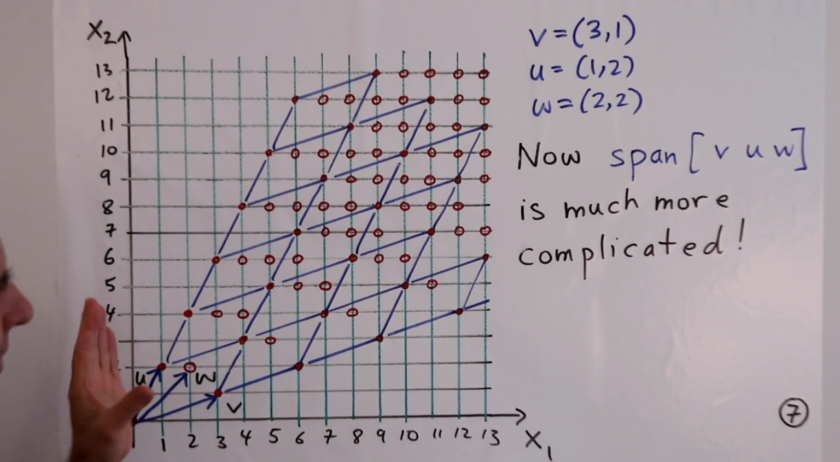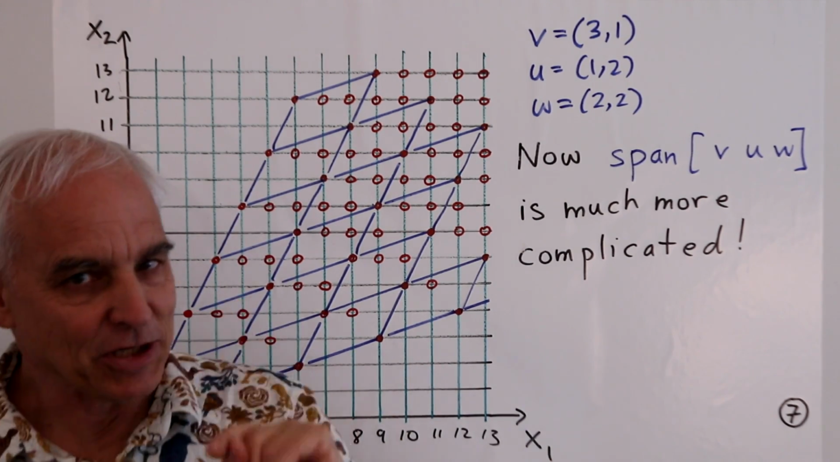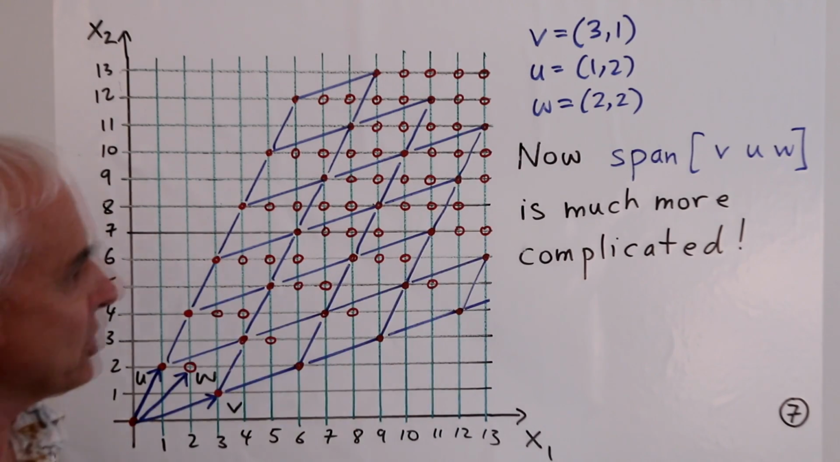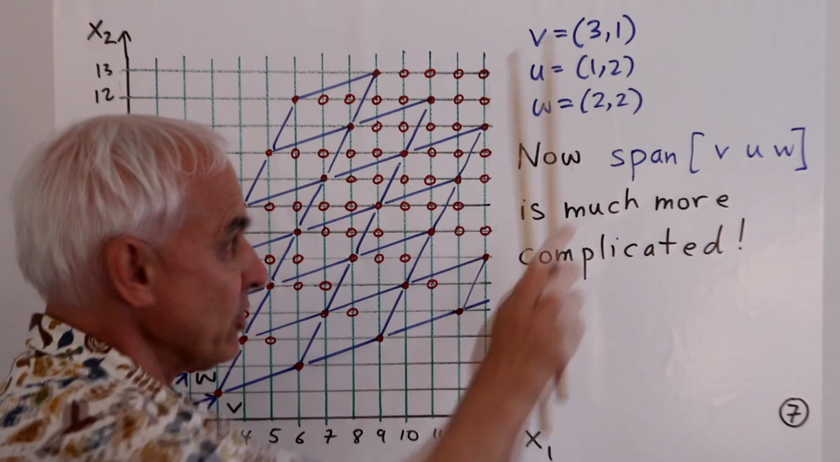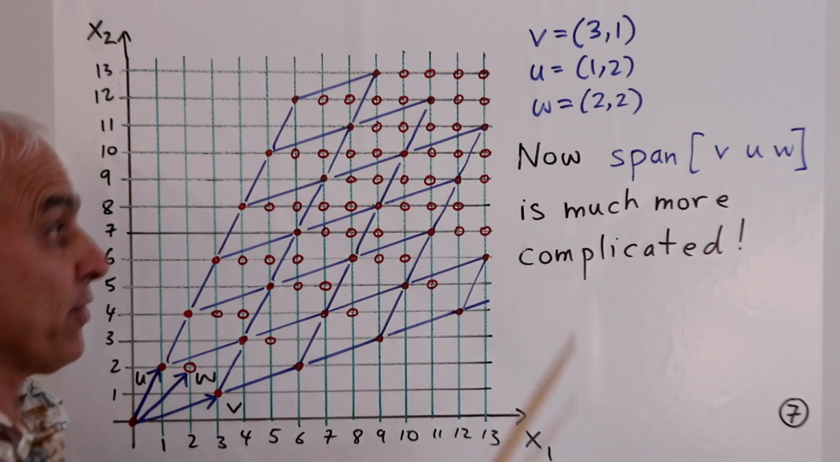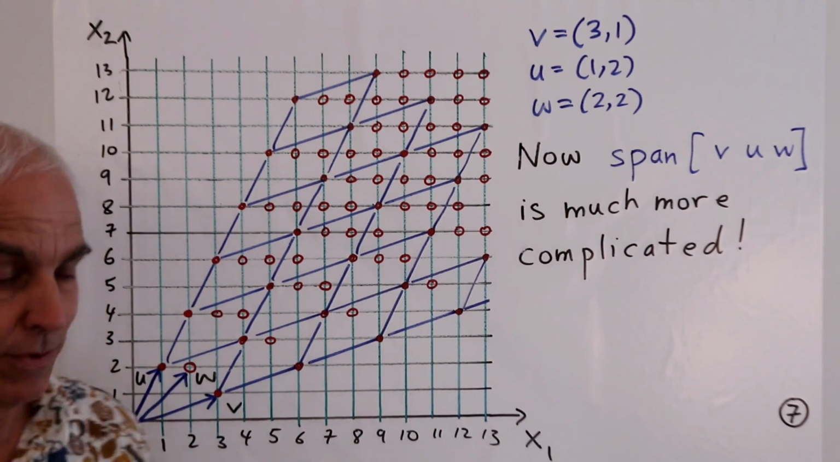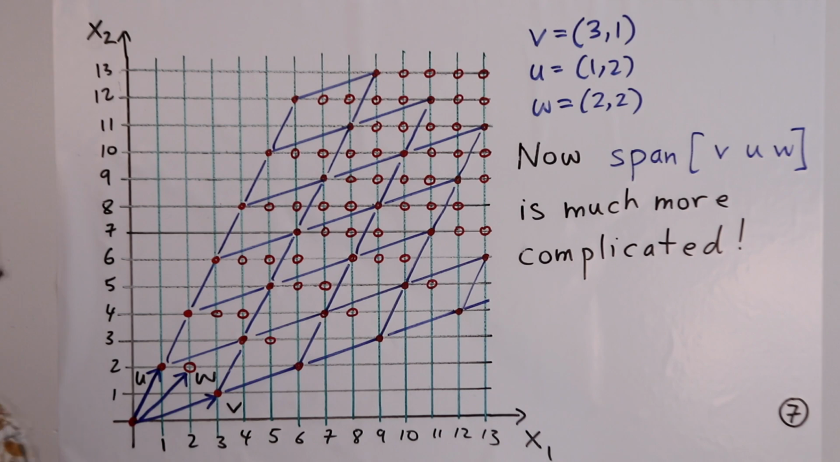Okay, so now let's increase the subtlety by throwing in a third vector. So we had V equals (3, 1) and U equals (1, 2), and now let's consider a third vector, W, which is (2, 2). I've zoomed out a little bit here to give you a bigger picture. There is the vector V, which is (3, 1). There's the vector U, which is (1, 2), and now we have this vector W, which is (2, 2) as well.